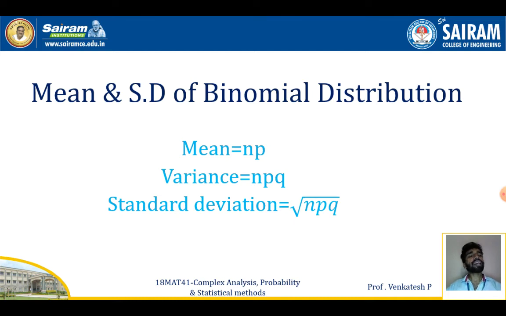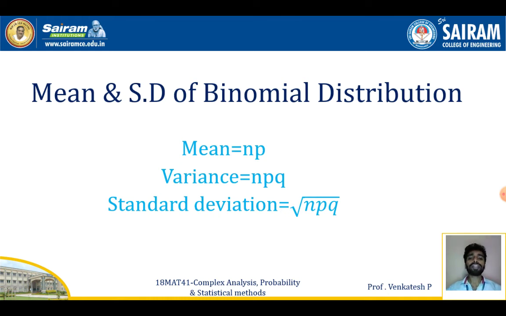Similarly, I can estimate the variance for the binomial distribution from the formula summation x square P of x minus mu square, along with P of x of the binomial distribution. I will get variance is equal to npq. Here n stands again for the number of trials, p is the probability of success and q is the probability of failure. Standard deviation we already know is given by the square root of variance, so I'll get square root of npq.